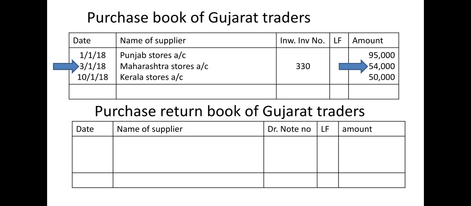Okay, so if you divide 54,000 by 3, you will get how much? Yes, 18,000.